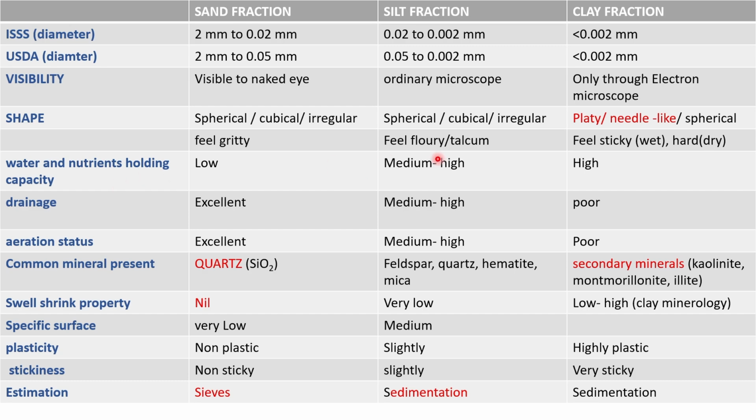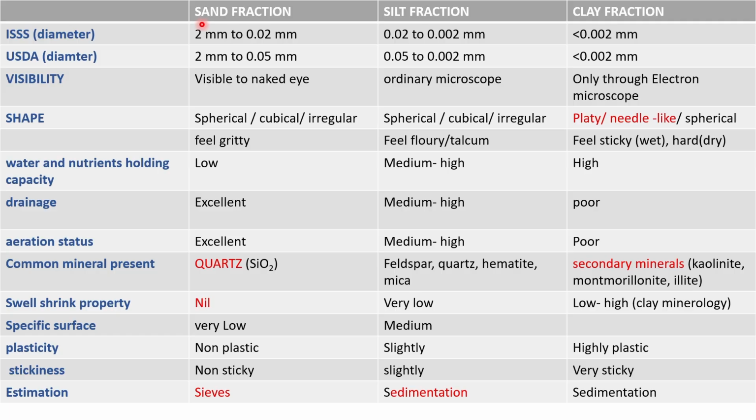And water and nutrient holding capacity is medium to high. Drainage is also medium to high. Aeration status is medium to high, and this is intermediate between sand and clay fraction. Then the common minerals present are feldspar, quartz, hematite, mica, and soil shrink-swell property is very low. Specific surface is medium, and plasticity and stickiness are very slight. And like clay fraction, it is determined by the sedimentation process.